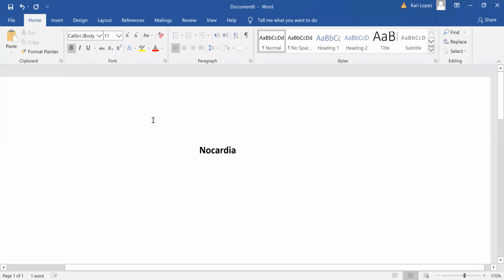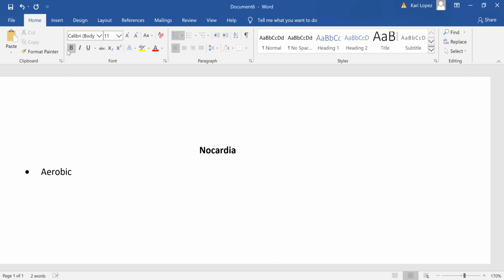Okay, so Nocardia, they're non-spore forming branching aerobic actinomycetes. So, bullet point. So we got aerobic. Transverbeated. And positive.